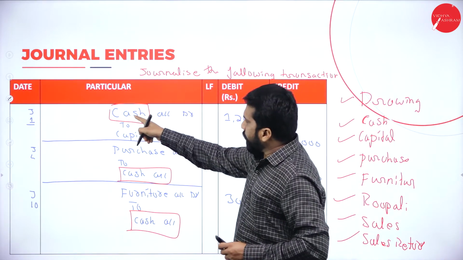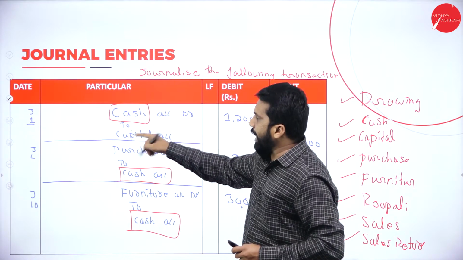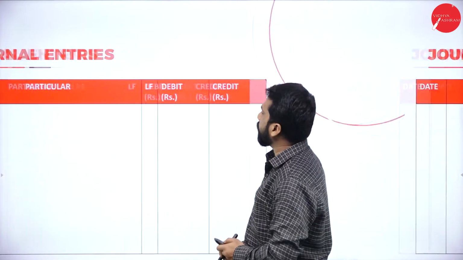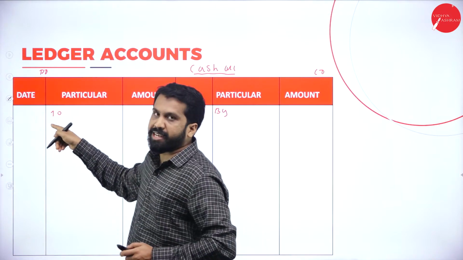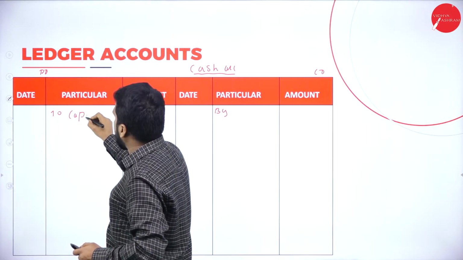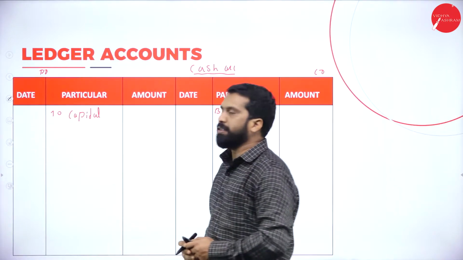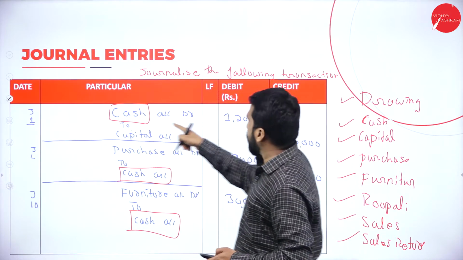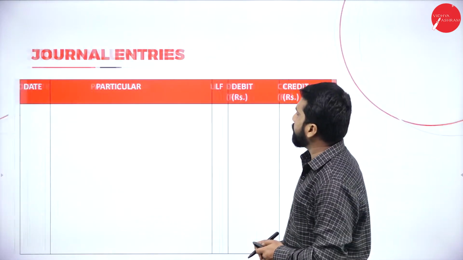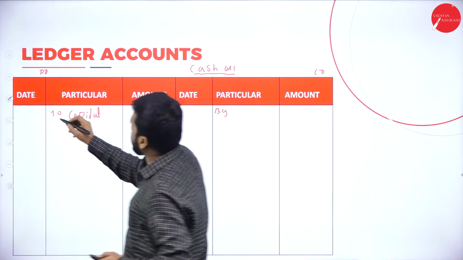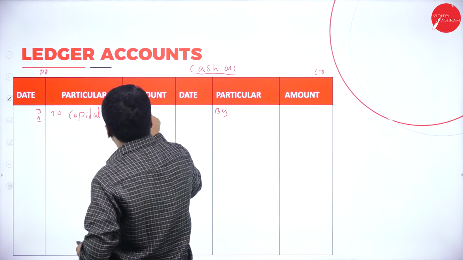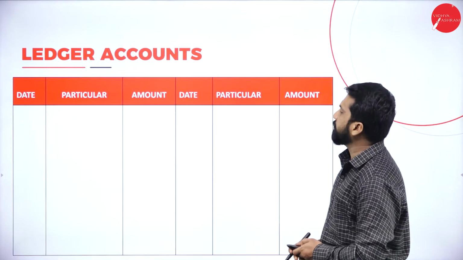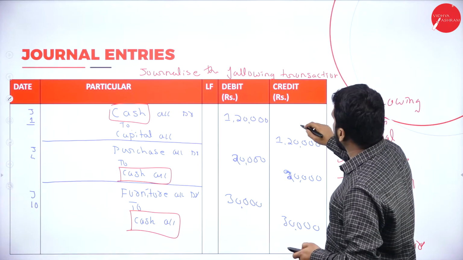Now, cash account, "To". What is this? To capital. We are preparing which account? Cash. In that, the other account is what? Capital. Now come to the answer. See, "To" is which side? Debit side. To capital. Any doubt? Easy or very easy? Very easy. What is the date? January 1st. Amount is 1,20,000. Your first one is done.